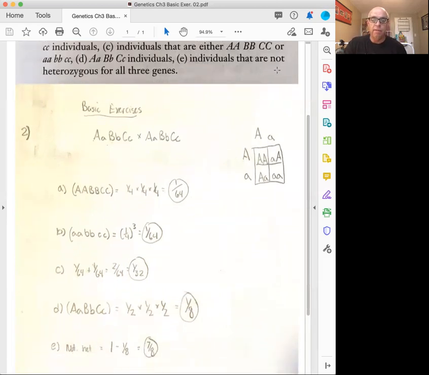Now it's saying, okay, individuals that are not heterozygous for all 3 genes. We just calculated here the probability that individuals are heterozygous for all 3 genes. And so either you are that or you aren't that. If you add those 2 groups together, it gives you all the individuals, so it equals 1. So on this one, all that you do is subtract 1/8, the result in D, from 1, and you get 7/8, and that is your answer.